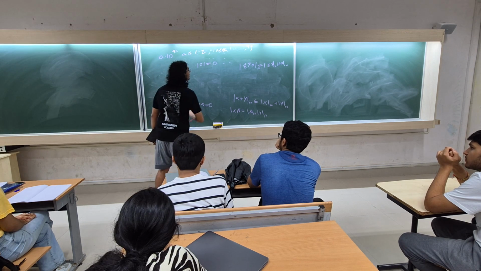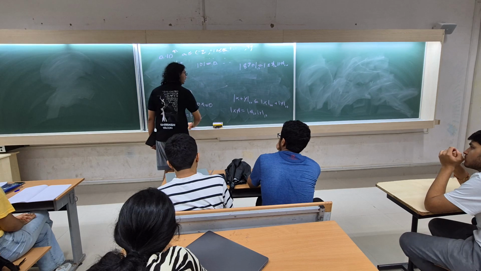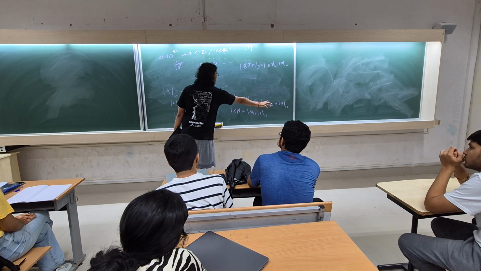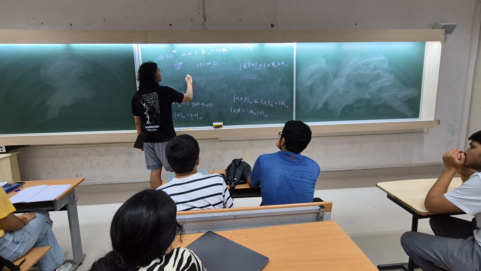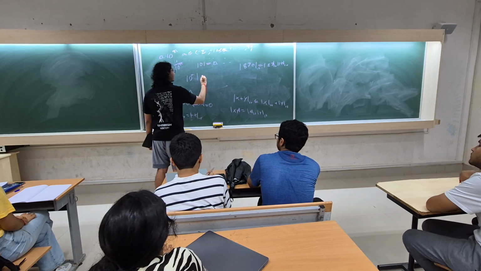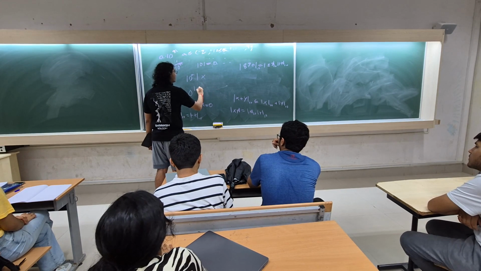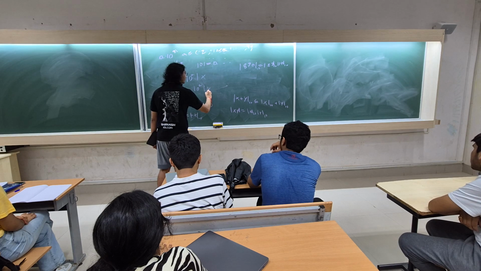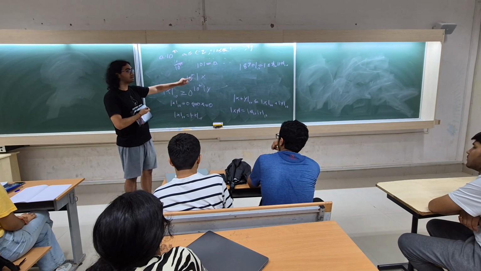And one more thing: mod of x plus y is at most the maximum of mod x and mod y. So let's say that 10 to the a divides some number x and 10 to the b divides y. Okay. So then what will happen here? Just try to do this.